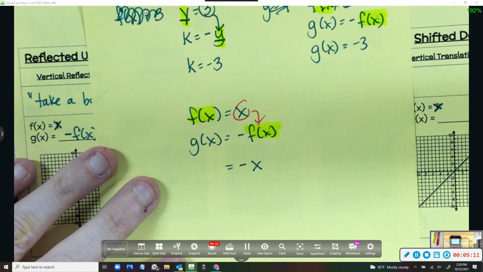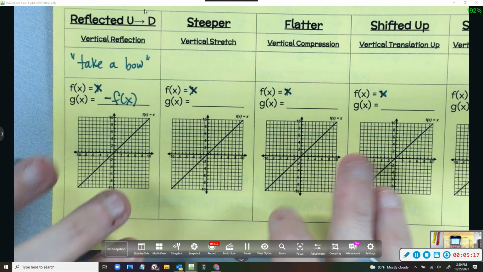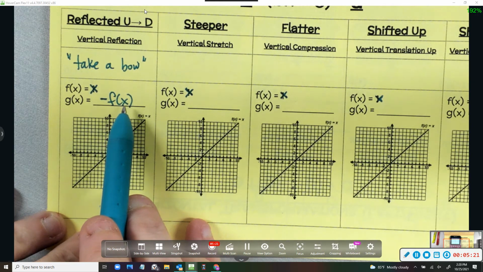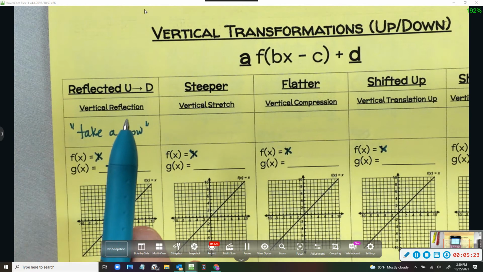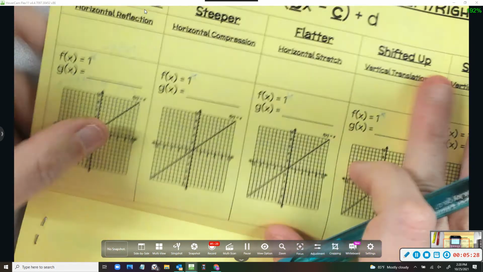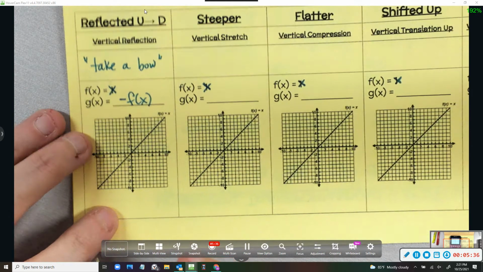Because we're about to be sticking stuff in the calculator. Okay? So we're going to try and make this as calculator friendly as possible. So this is what a vertical reflection looks like. And that's what we call it. Remember before we said it was just this is a vertical reflection because we have vertical transformations and we have horizontal transformations. Okay? So a vertical reflection looks like negative f of x.